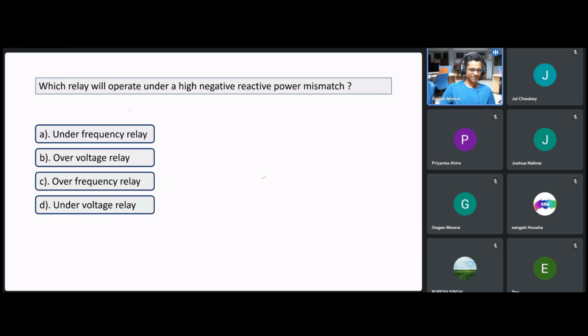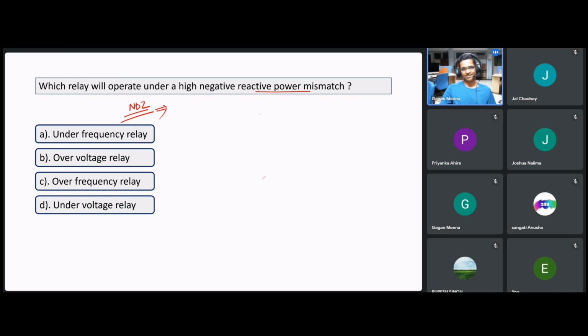Now this is another question. This is not based on the previous one. This one is based on knowledge of NDZ. So which relay will operate under a high negative reactive power mismatch? What is your intuition or guess?